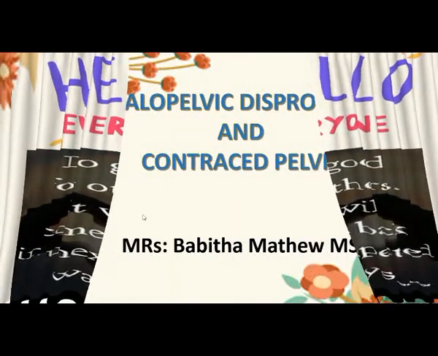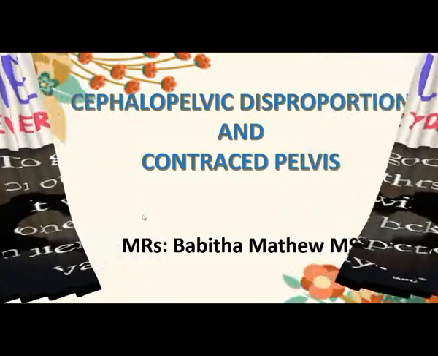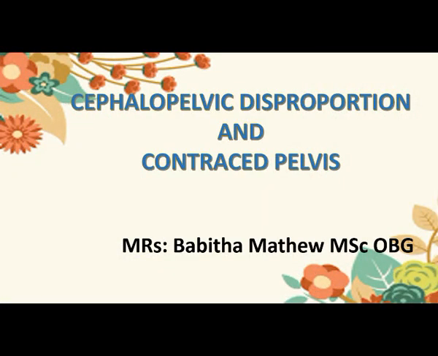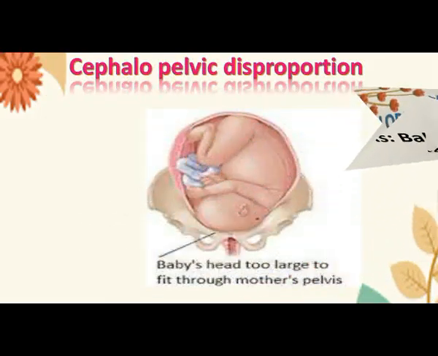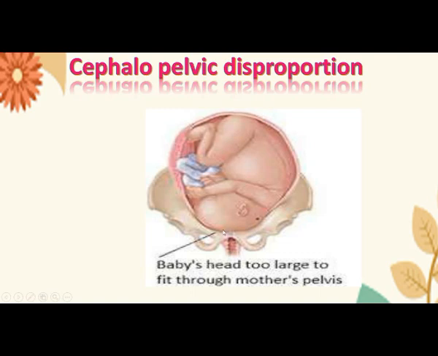Today we are going to discuss the topic Cephalopelvic Disproportion and the contracted pelvis. First we can see what is Cephalopelvic Disproportion. You can see from this picture, the baby's head is too large for the pelvis, so it is not accommodated properly in the pelvis. This is Cephalopelvic disproportion.